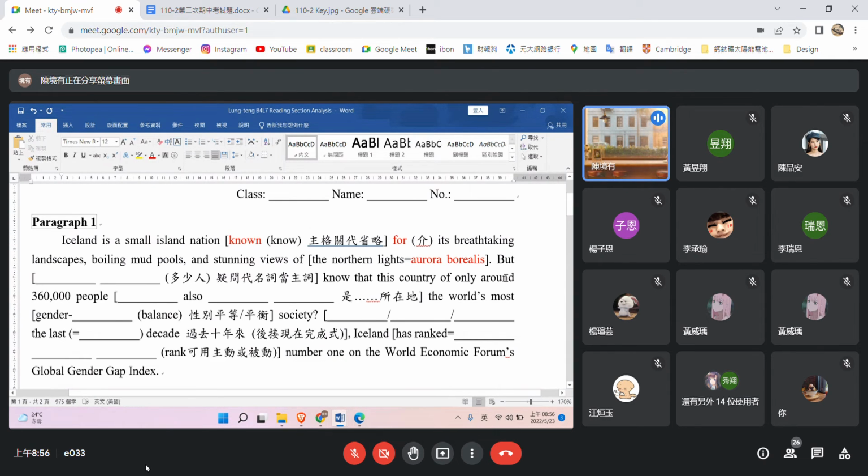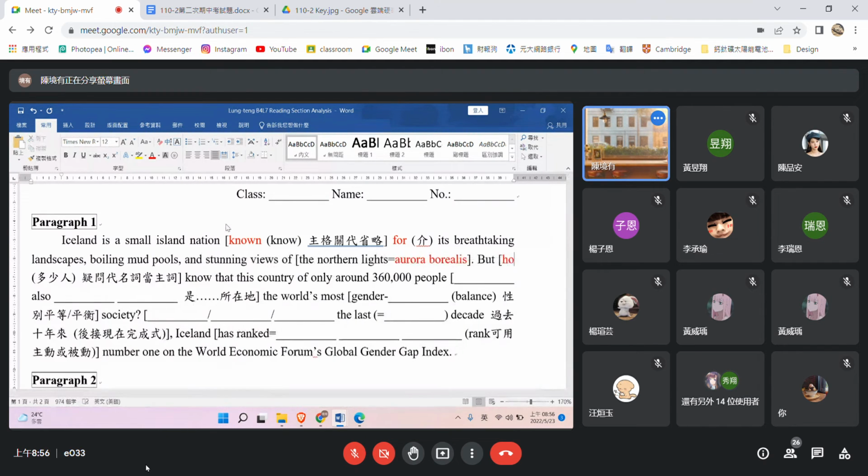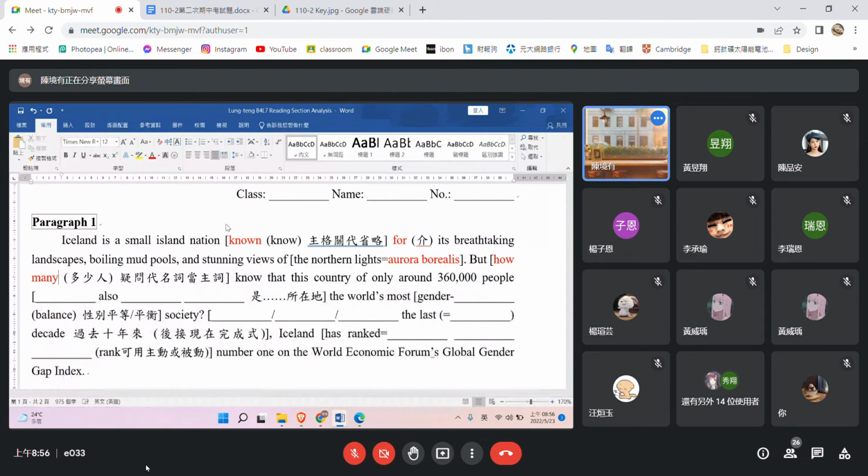Right, let's continue. But how many? Sometimes we use how many as the subject, but it's still a question. We don't say how many do happen. Many here means many people. Many can be a pronoun, which means people. How many people?